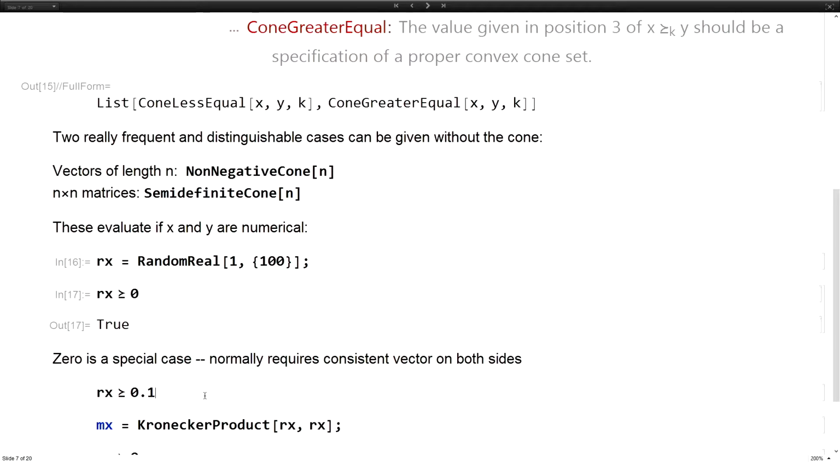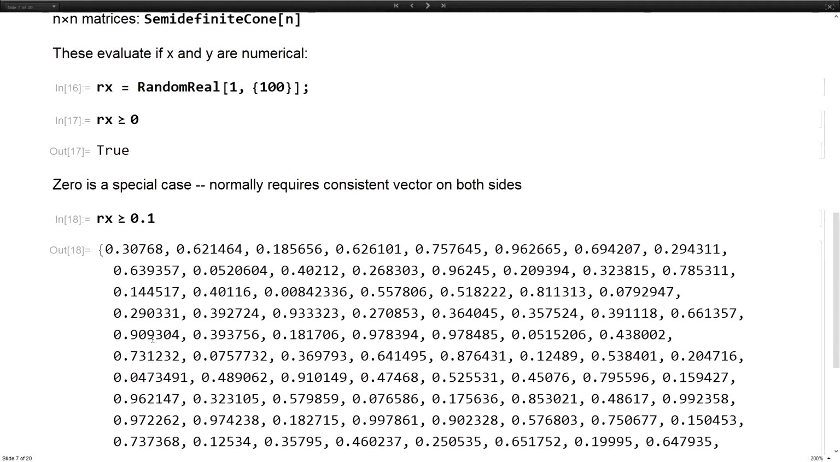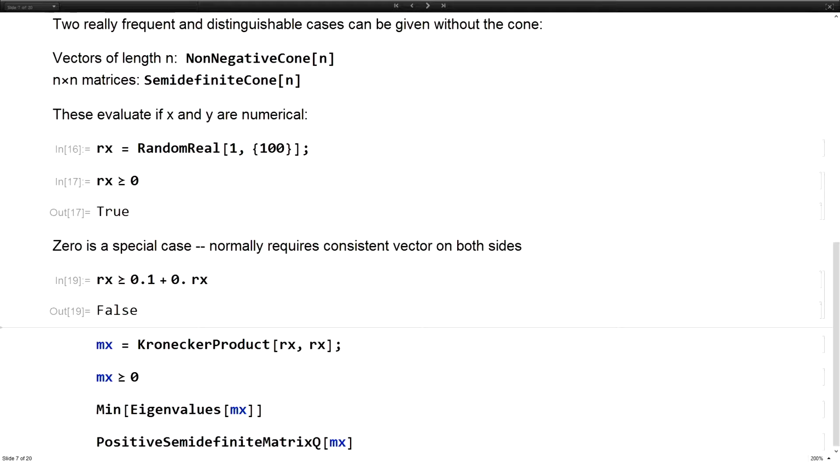Now 0 is a special case. This doesn't fit into the definition because it's a scalar, not a vector. However, if I add plus 0 dot, so when I make that right-hand side a vector, then it evaluates, and that's now false because not all elements are greater than 0.1. So that's an element-wise comparison. This is actually a really fast way to evaluate that if you need to do that for reasons other than optimization. So we can set up a matrix.